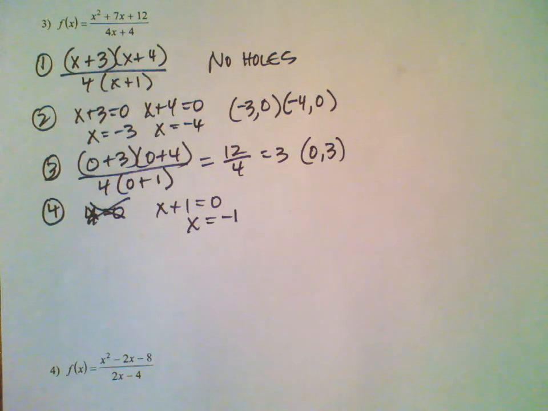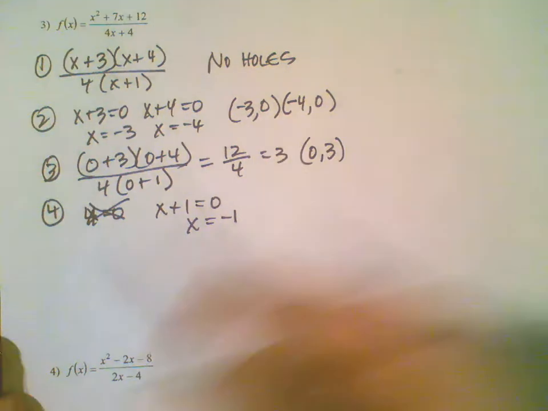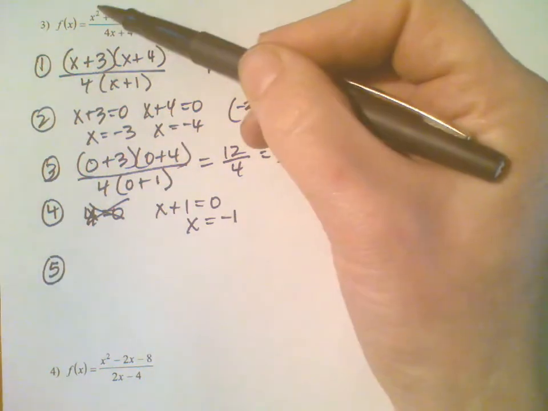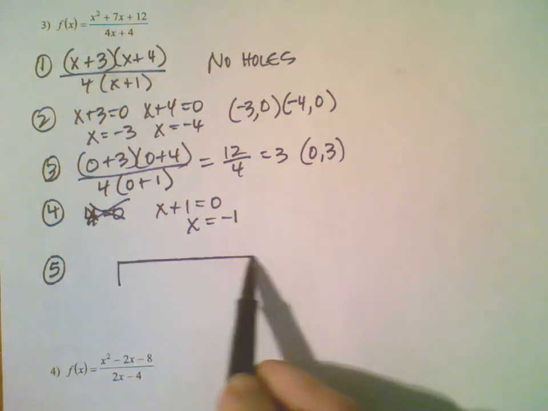Okay, so now I got through those first 4 processes. Hopefully you did the same. Hopefully you're joining back here. And let's talk about 5. Again, the power on top is 1 more than the power on the bottom, so I'm going to have an oblique asymptote. That means I'm in a long divide.